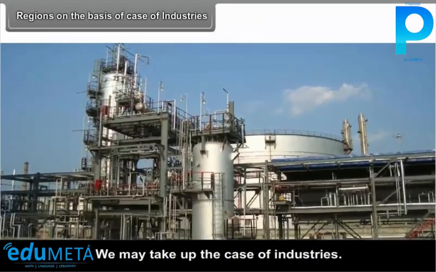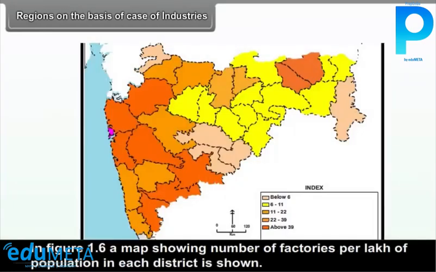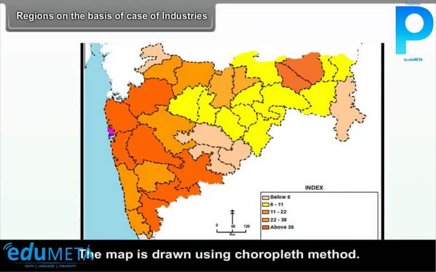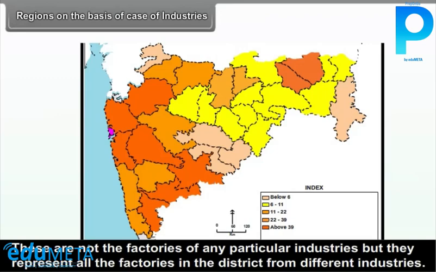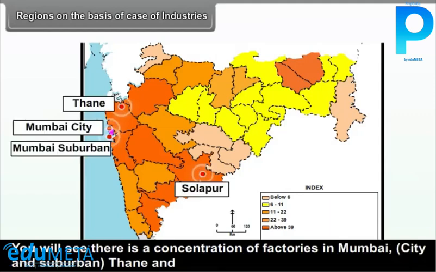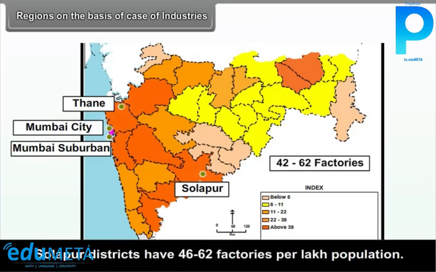We may take up the case of industries. In figure 1.6, a map showing the number of factories per lakh population in each district is shown. The map is drawn using the choropleth method. It shows the concentration of factories in different districts. These are not the factories of any particular industry, but they represent all the factories in the district from different industries. You will see that there is a concentration of factories in Mumbai city and suburban, Thane and Solapur districts.